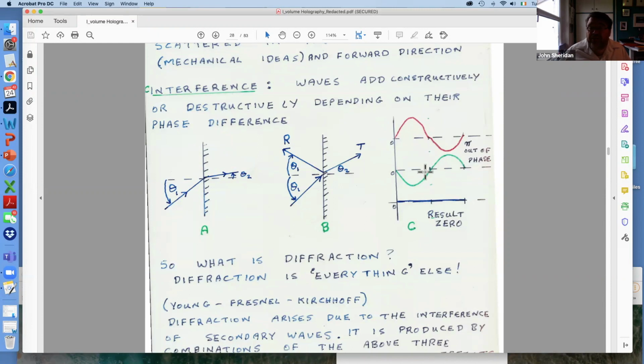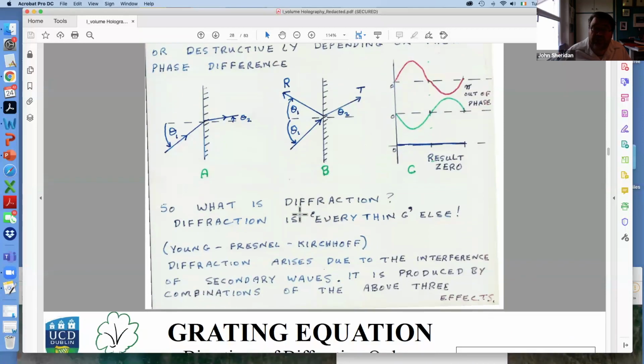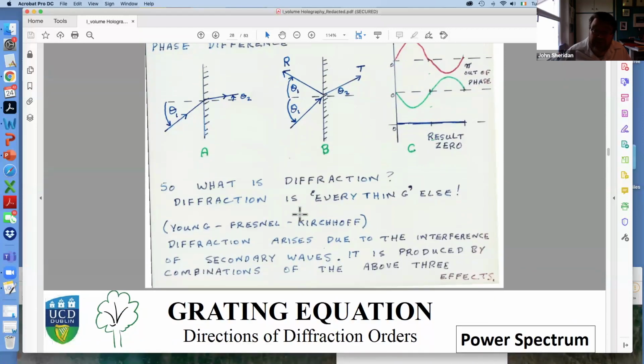And here is interference. So I've got the example here where we've got two beams, they're mutually coherent, they're exactly out of phase, and they cancel one another. So we're all reasonably happy with those. And then the question is, what's diffraction? And the answer is, diffraction is everything else, okay? It's pretty much everything else.